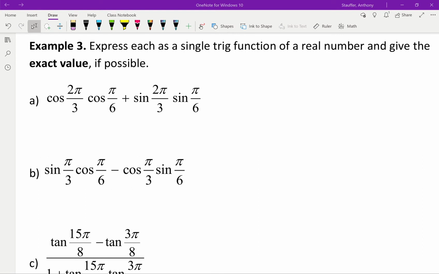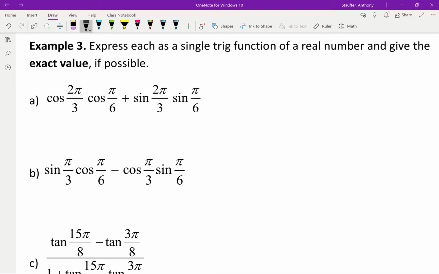Let's continue on here. Express each as a single trig function of a real number and give the exact value if possible. Now, this one actually is going to work out a lot easier than the previous one because a lot of the work has actually already been done for us. So let's look at this right here.